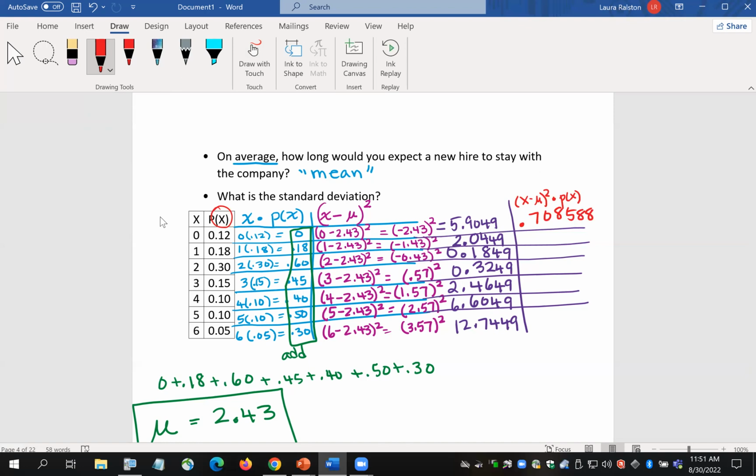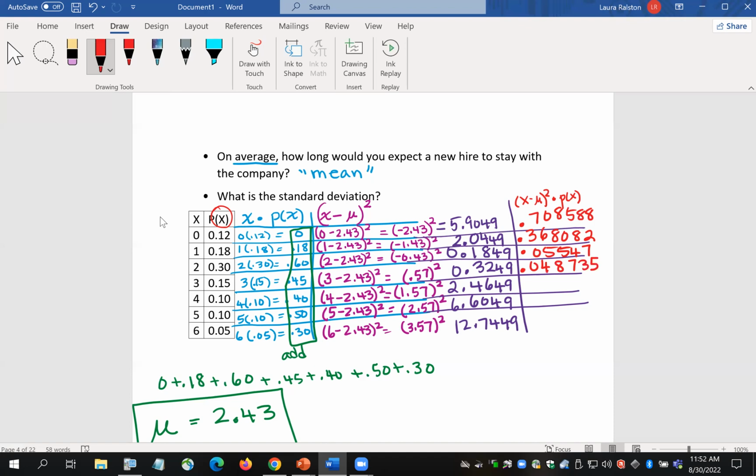2.0449 times 0.18. You get 0.368082. 0.3 times 0.1849 is 0.05547. 0.3249 times 0.15. Abigail, are you still getting the same numbers as me? Yes. Okay, so we're on the same page.